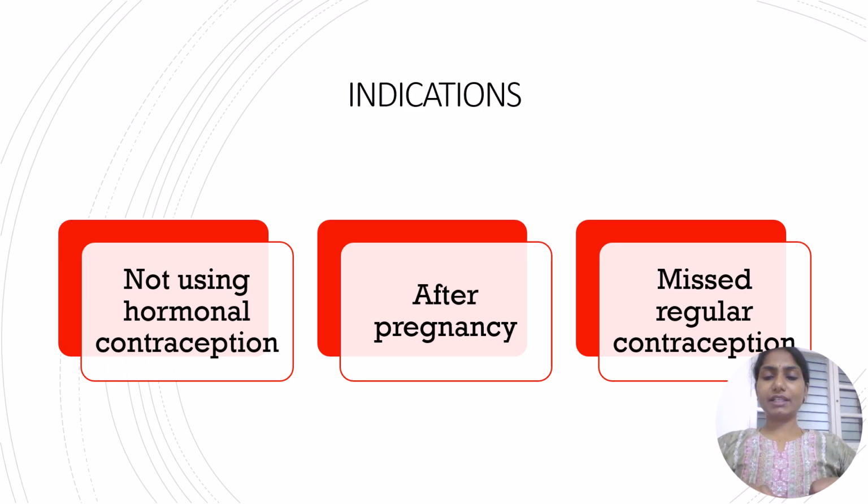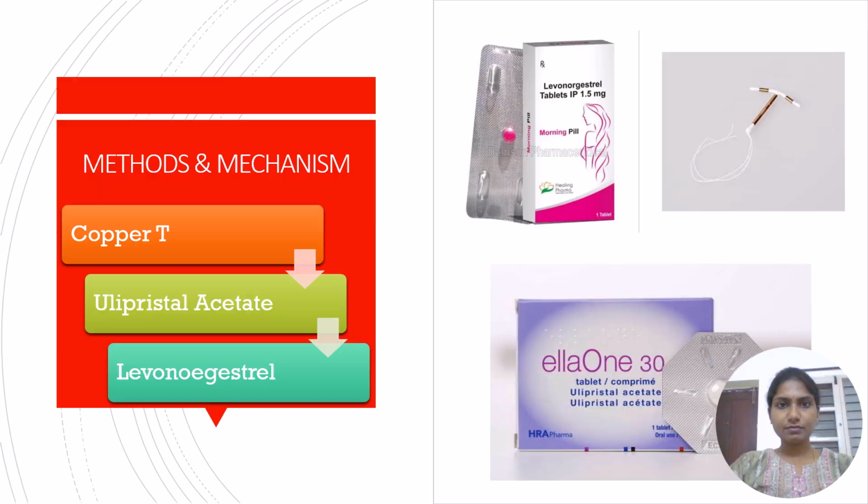And the next important indication is missed regular contraception. So if she misses a hormonal pill, or if the pill free interval is more, or if the patch free interval is more, or if there is a vaginal ring and the ring is not placed properly afterwards. So all these are misses of the regular contraception. Even in such cases, we have to provide her emergency contraception. So, we have understood the important indications for emergency contraception and the need for it.